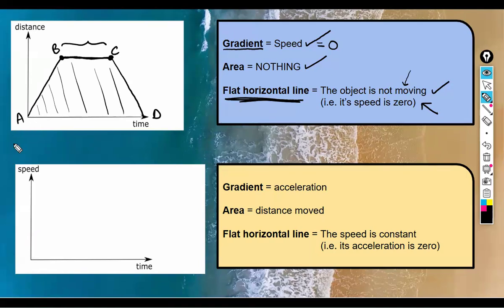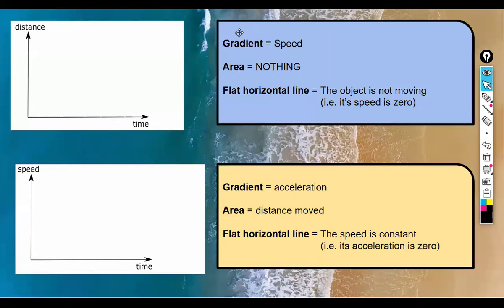I want everyone to take down the top half for me, and then we'll discuss the opposite, the speed time graph. The other type of graph is a speed time graph, okay? Now, in a case like this, the gradient will not give you speed. Instead, the gradient will give you the acceleration of the object.